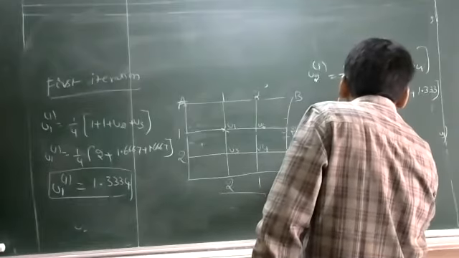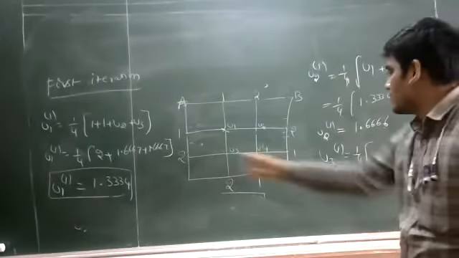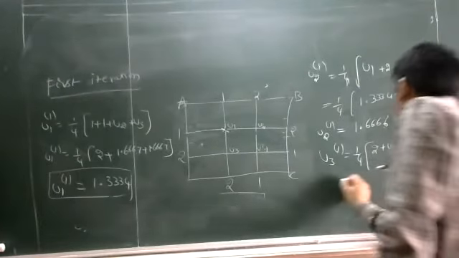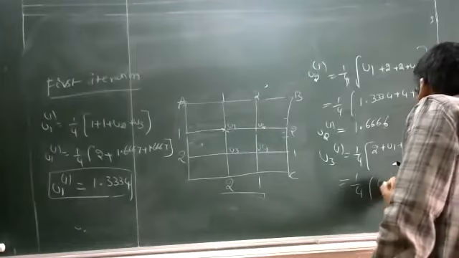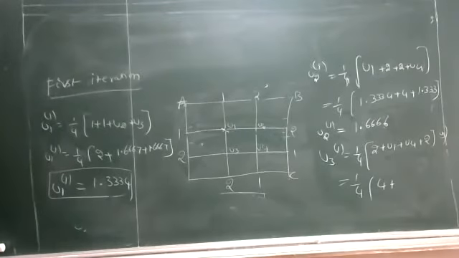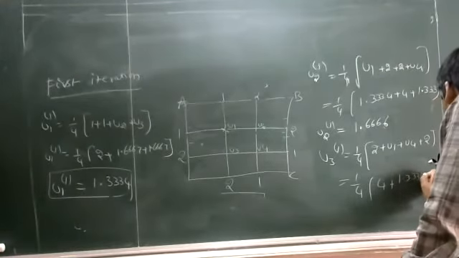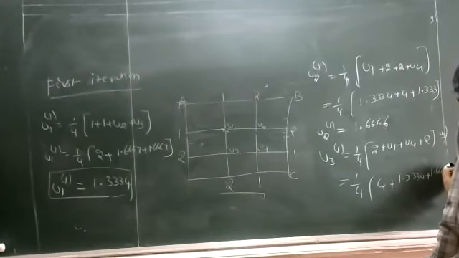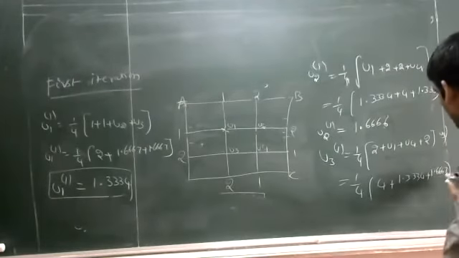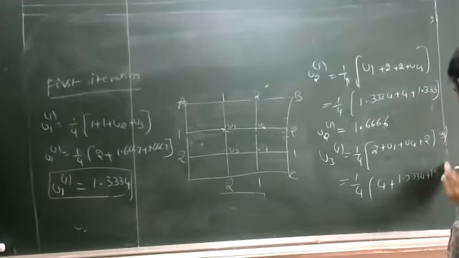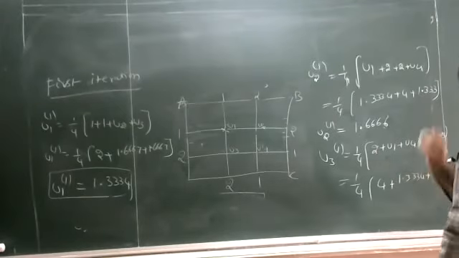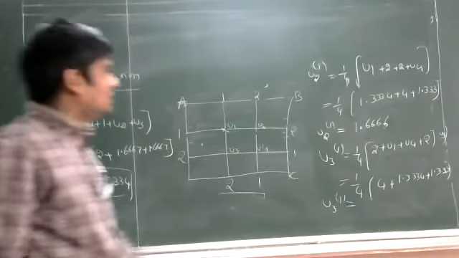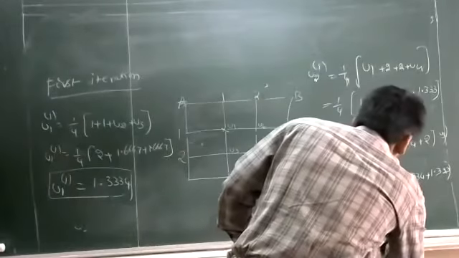Next, u3 of 1 is equal to 1 by 4. What is the formula for u3? 2 plus u1 plus u4 plus 2, that is equal to 1 by 4. Here u1 is the fresh value, 1.3334, and u4 is the rough value, 1.333. So u3 of 1 is equal to 1.6666.